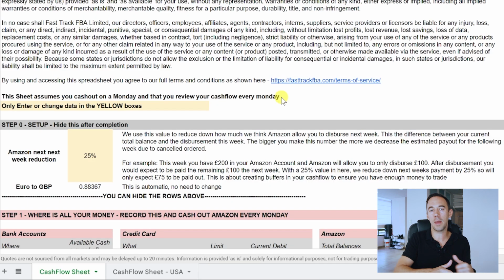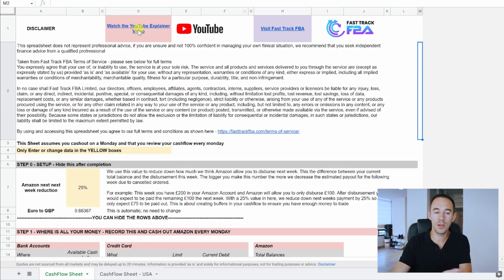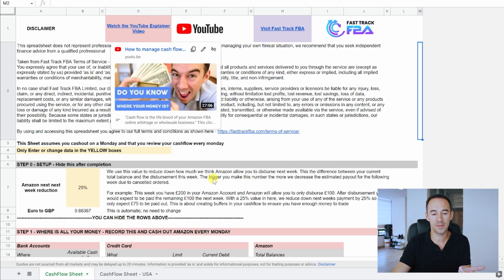So we use this step 0, this 25% reduction on next week's amount. Once we record how much money we have in the disbursement account today, 10,000, and once we click disperse, let's say Amazon gives us 5,000, of the remaining money left, how much should we reduce that down for next week's income forecasting? That's when we do cash flow. If it sounds confusing, don't worry, leave it at 25. But if you understand what I'm talking about, you can tweak that, maybe get it more aligned with how your business is working. If you're not sure, just leave it as is. You've got to watch the video explainer, visit us, and set up.